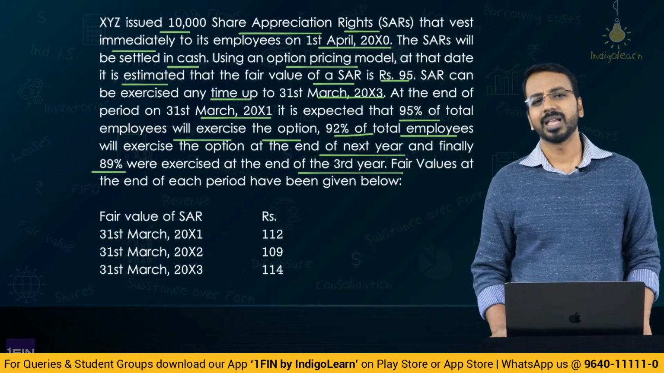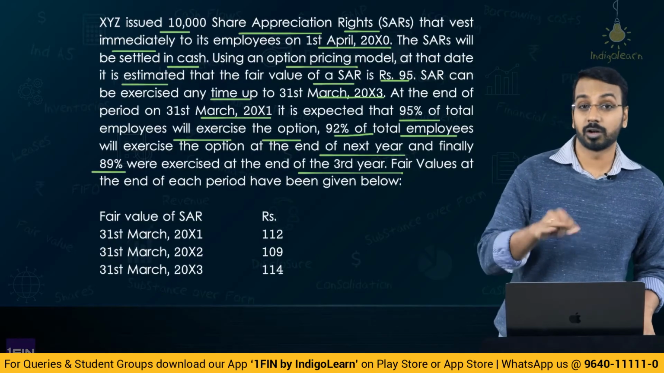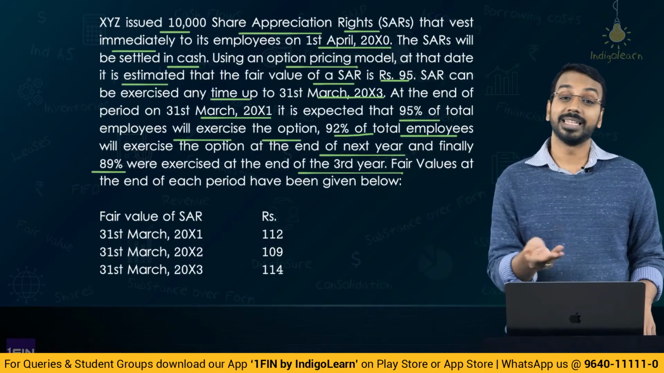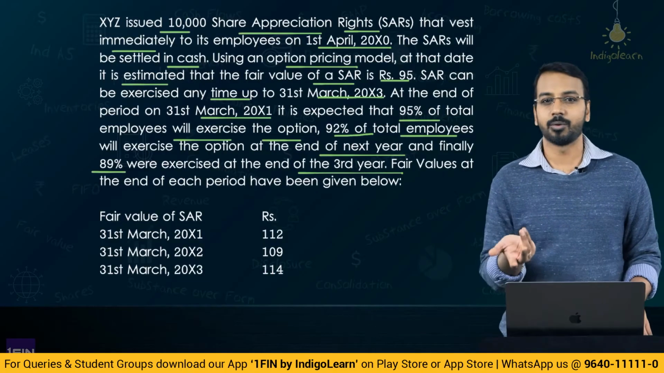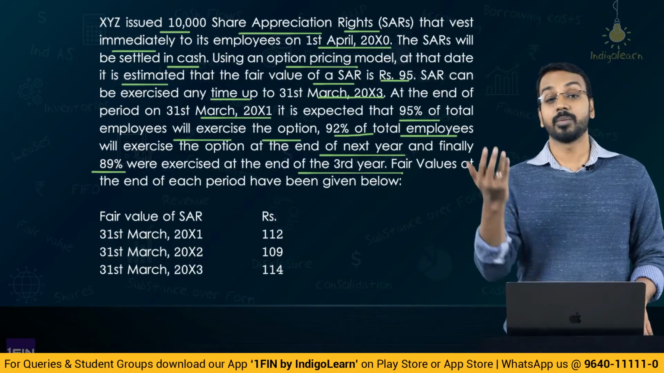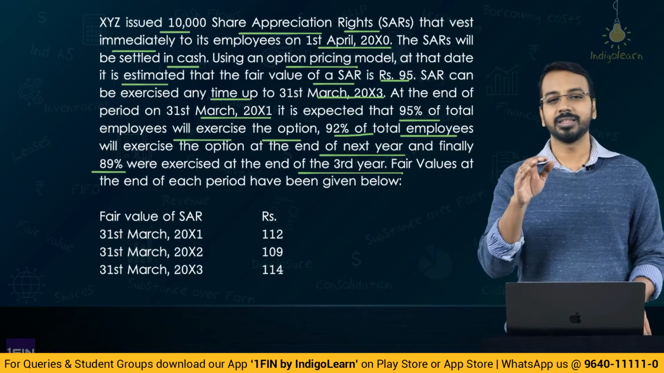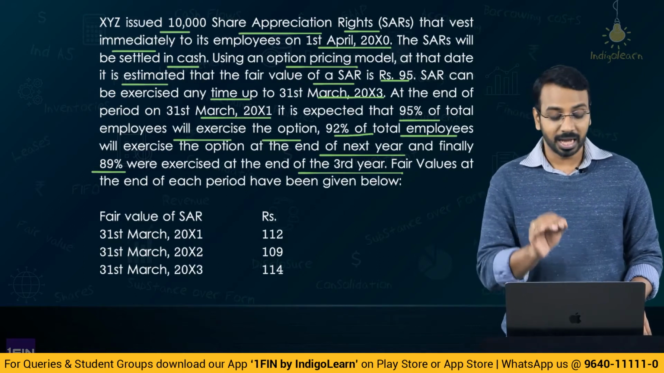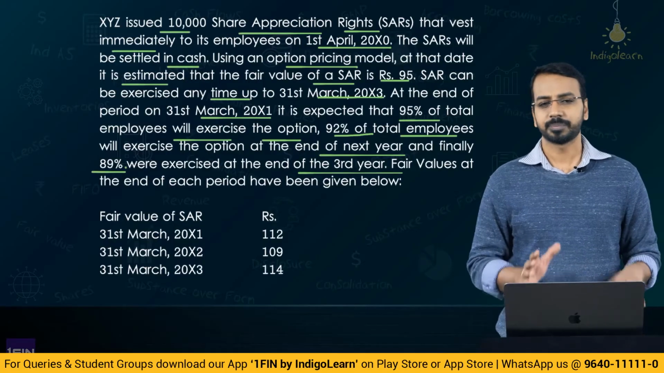Now you might be wondering, why would someone not exercise these options? Maybe they have forgotten, or maybe they have been waiting. They kept on waiting that the share price will go up and ultimately they missed out. Or due to some other circumstances they did not exercise. Maybe some of them passed away in this period. For whatever reasons, they did not exercise these options. Ultimately, only 89% were exercised at the end of the year.